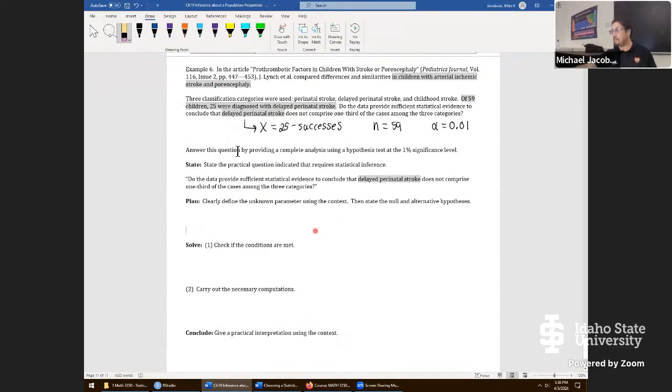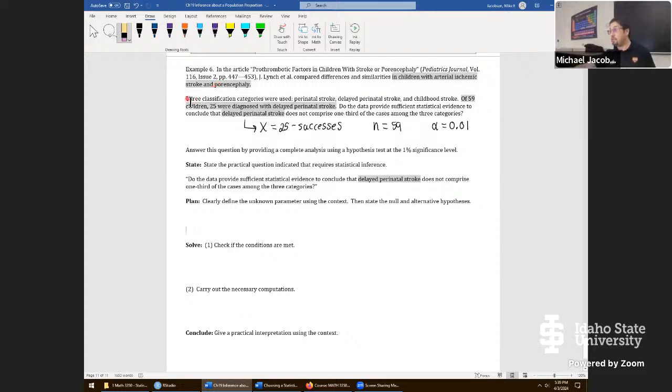can say. Reading it again, it says in the article that prothrombotic factors in children with stroke or porencephalopathy, they said that this author compared differences and similarities in children with arterial ischemic stroke and porencephaly. Probably pronouncing those wrong, but just doing the best I can on these. That looks like that's going to be the indicated population.